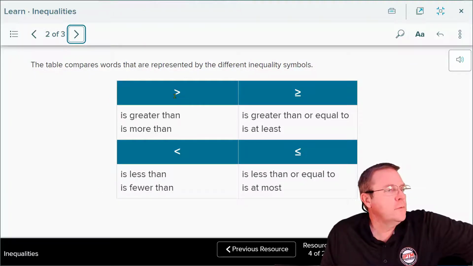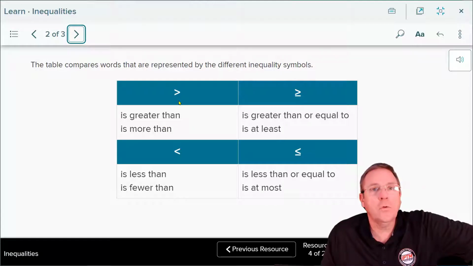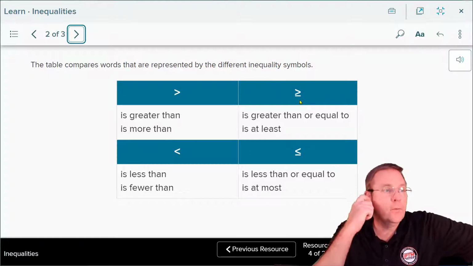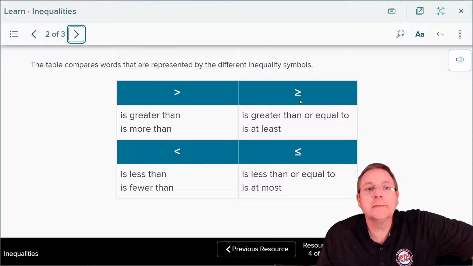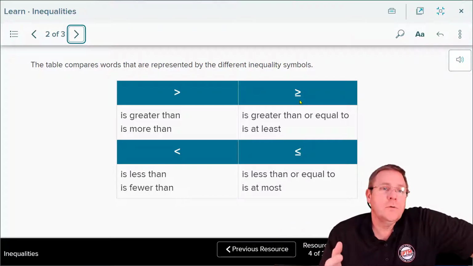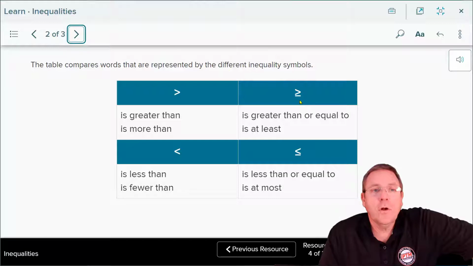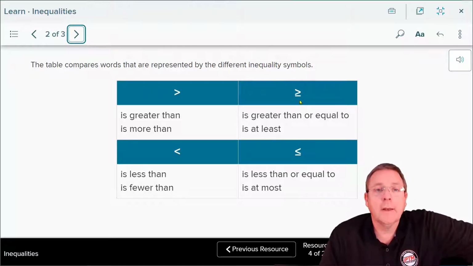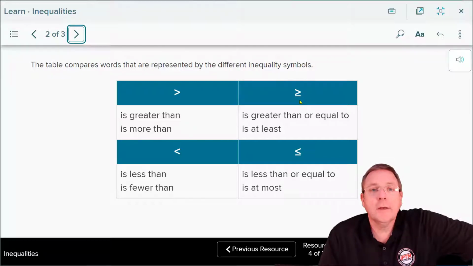Now, if you look at what these different inequalities mean in words, this is greater than or more than. This one with the bar under it means greater than or equal to, otherwise known as greater than or at least. So, for example, if I told you that you needed at least $5 in order to be able to buy lunch today, that means that if you have $5 and a penny, you can buy lunch. If you have $5, you can buy lunch. But if you have $4.99, your tummy's going to be rumbling.